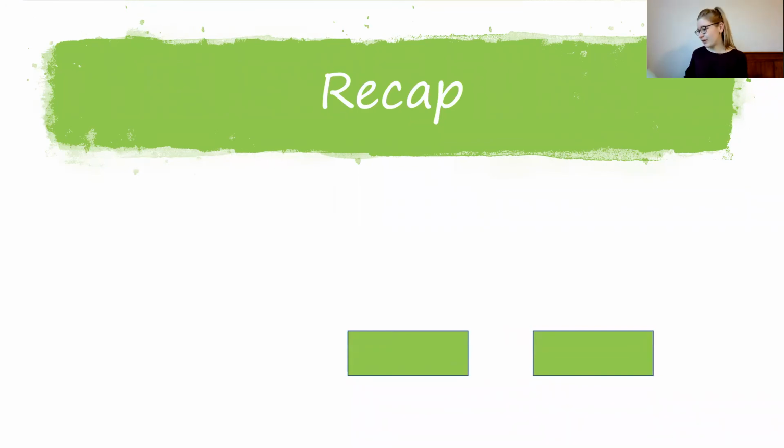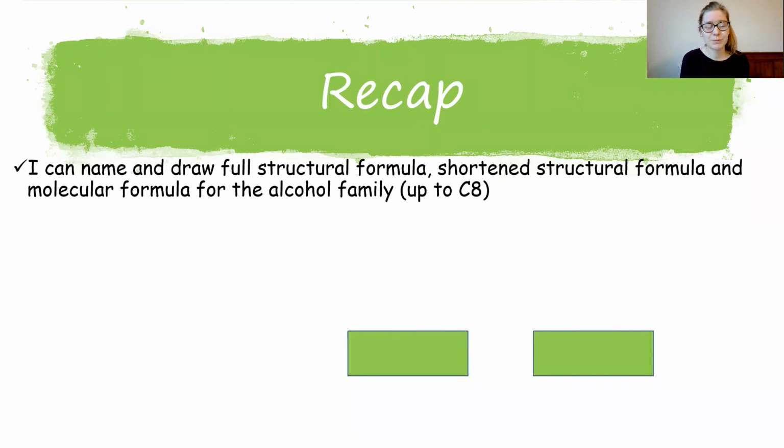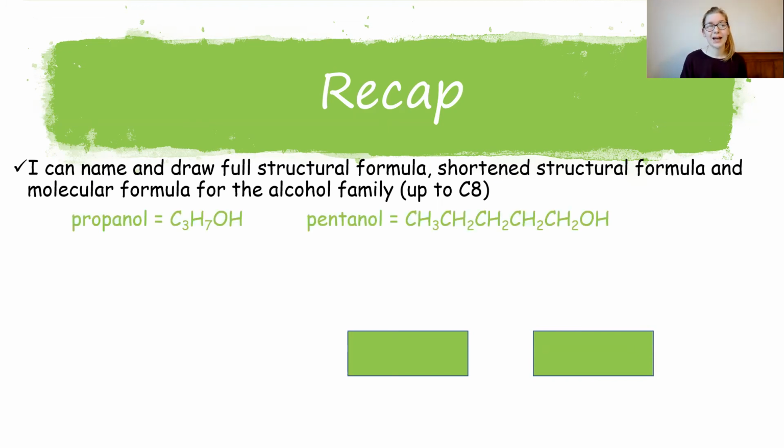Let's recap then on that learning. So the first thing we were trying to do today was be able to name and draw full structural formula, shortened structural formula, and molecular formula for the alcohol family up to 8 carbons. Hopefully between your booklet and your jotter, you've been able to practice doing that. And for example, so if I would say, what is the formula for propanol? You would say C3H7OH. What is the shortened structural formula for pentanol? And you would give it as is written there.